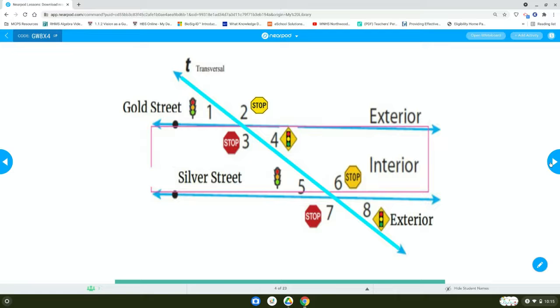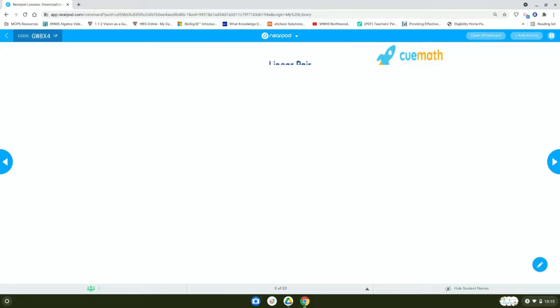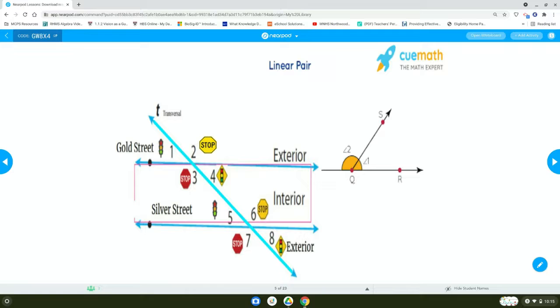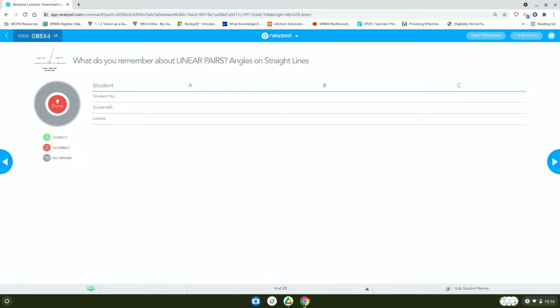Let's get started. So let me connect with your prior knowledge. According to the linear pair theorem, which you learned in the 8th grade and in the 7th grade, you know about straight line angles. Angles on a straight line add up to how many degrees? Alright, answer that question for me.